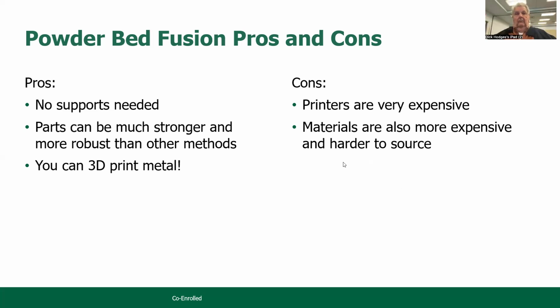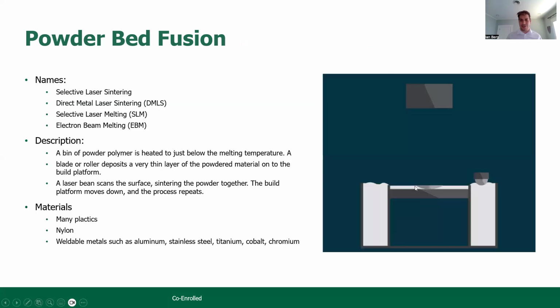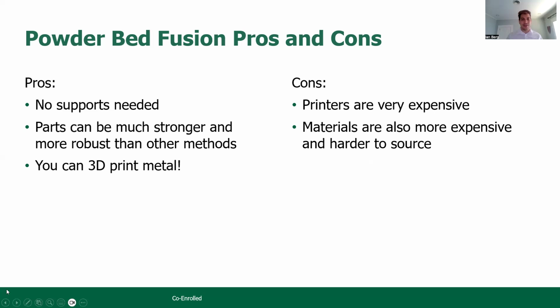Okay. All right, I think we're on pros and cons of powder bed fusion. So pros of it, no supports needed. Because you're floating in that powder, you typically don't need supports underneath it, which is cool. In general, parts can be much stronger and more robust than other methods. So again, those gears that we talked about, it's a way to make very functional materials. And again, you can 3D print metal, which I always find incredible.